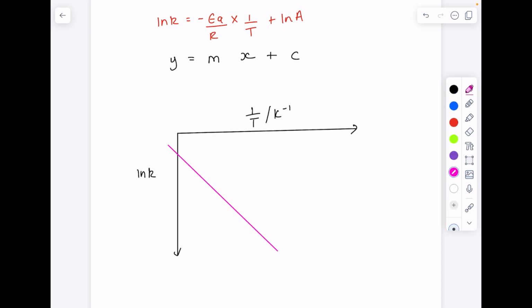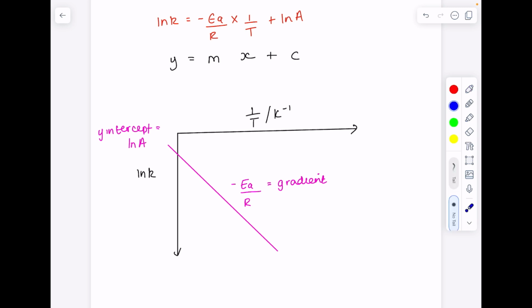Okay, for argument's sake, I've just got a line plotted on here. I'm now going to show you what we can work out from said line. So remember, c is our y-intercept. We know it must be the natural log of A, so that's here. The gradient now, m, is this term here. It's our activation energy divided by the gas constant.